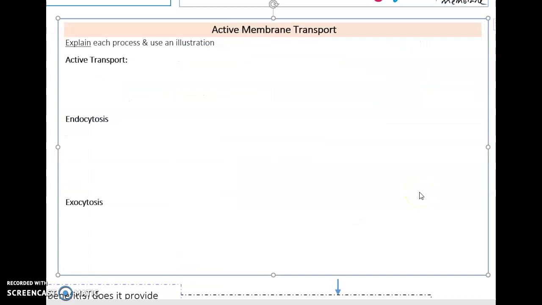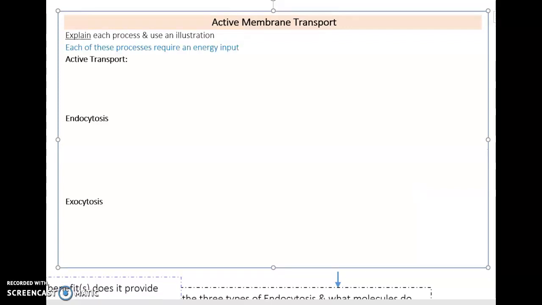Okay, probably the most important thing to remember about active transport is that it requires energy. So each of these processes, active transport, endocytosis, and exocytosis, they all require energy. Okay, so the first one is active transport.